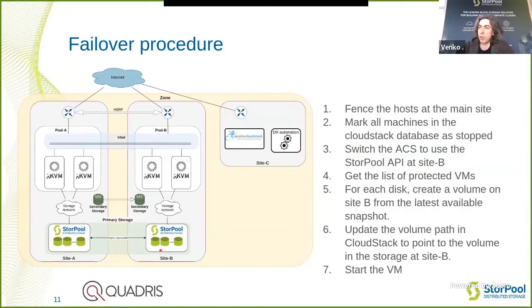So on site B, from the volume, we create a snapshot that still lives on site B. And then we need to update the information in CloudStack about this volume. So the CloudStack volume will point to the newly created volume at site B. And when we update this metadata, we can just tell CloudStack to start the VM on the hypervisors of pod B.